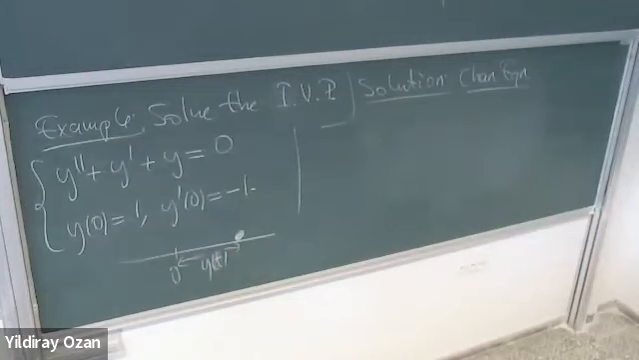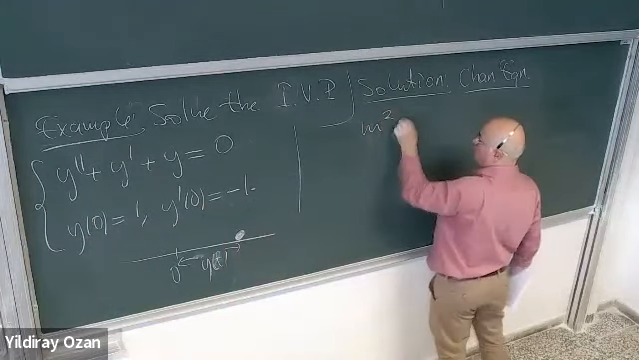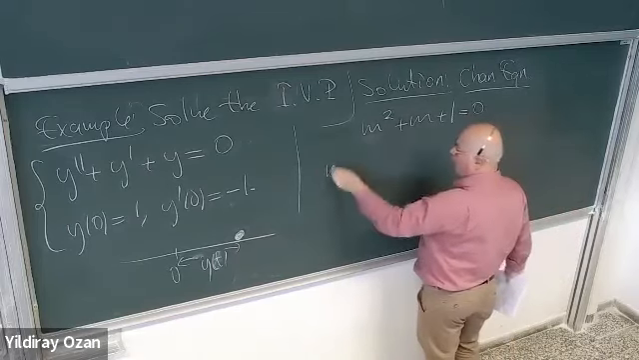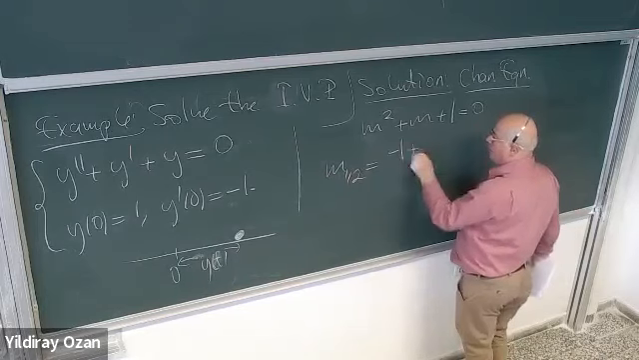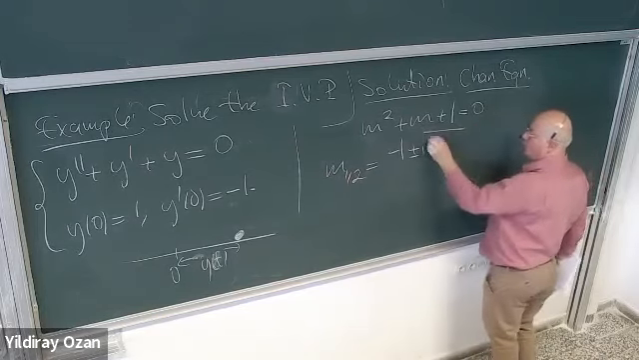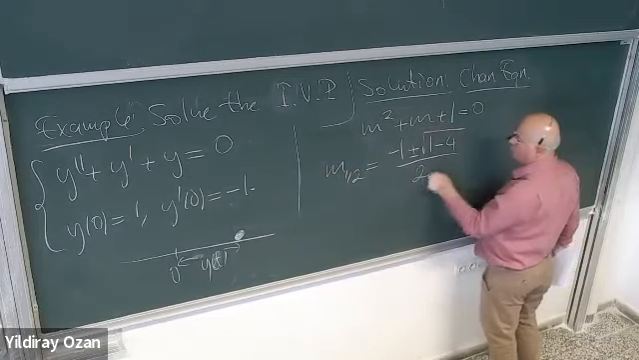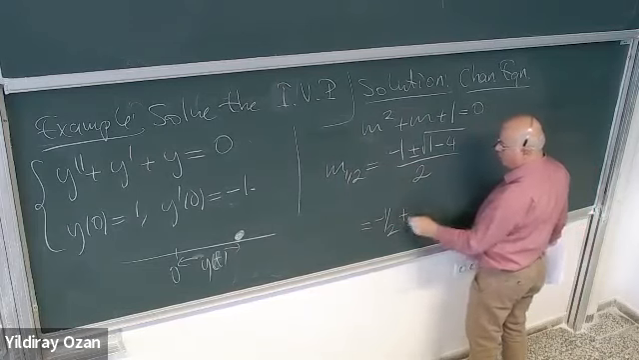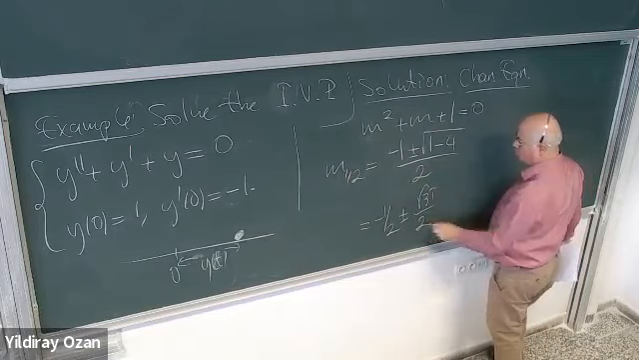So here, the characteristic equation will be just m squared plus m plus 1 equals 0. So m1,2 is just minus 1 plus minus the square root of b squared minus 4ac, which is 1 minus 4, divided by 2. So it is just minus 1 over 2 plus minus root 3 i over 2, right?